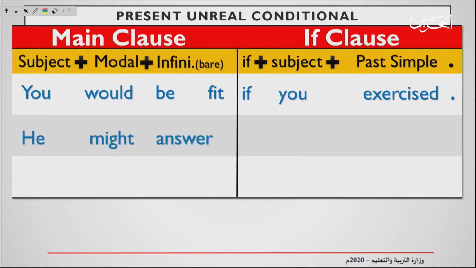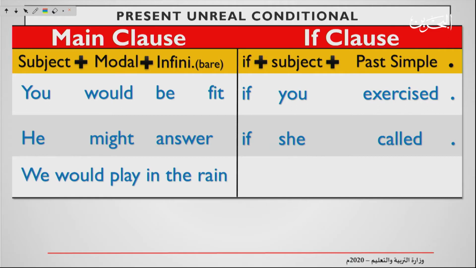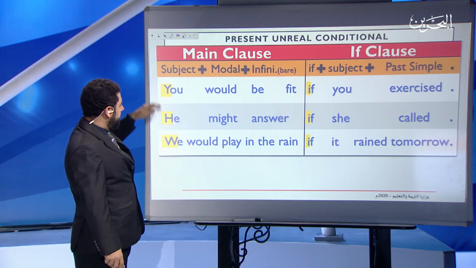All right. A second example. He might answer if she called. Full stop. Very good. We would play in the rain. See, modal would, play infinitive, and this is a complement to the sentence. Okay? If it rained tomorrow. So what has changed? I have uppercased the first letters.